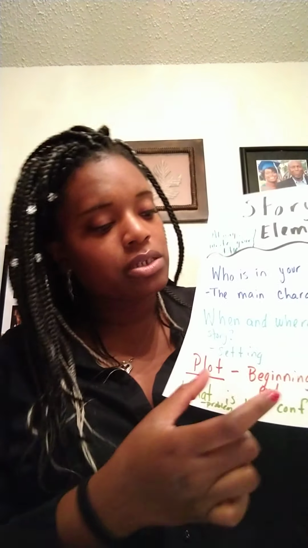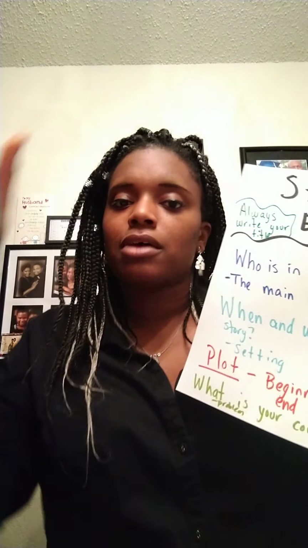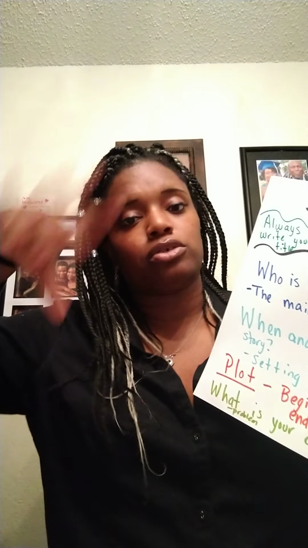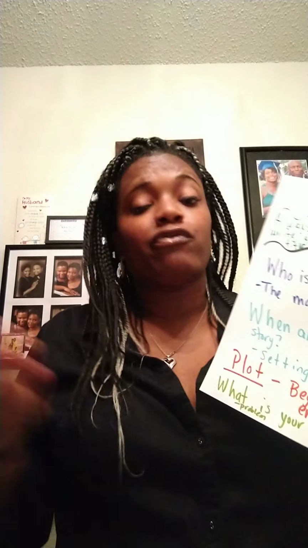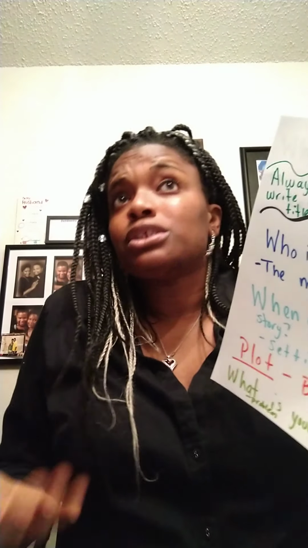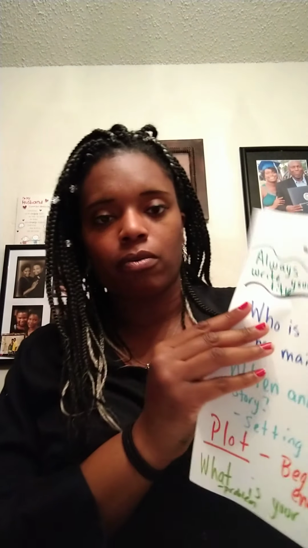Now, usually what we do is we'll do three little boxes, and they can draw pictures for the beginning, middle, and end. Some of them prefer to write, and that's okay too. And then they will go over what is the conflict. The conflict is what was the problem in the story, and then what did they do to solve it, which would be your resolution. We use conflict and resolution whenever we're talking about story elements.